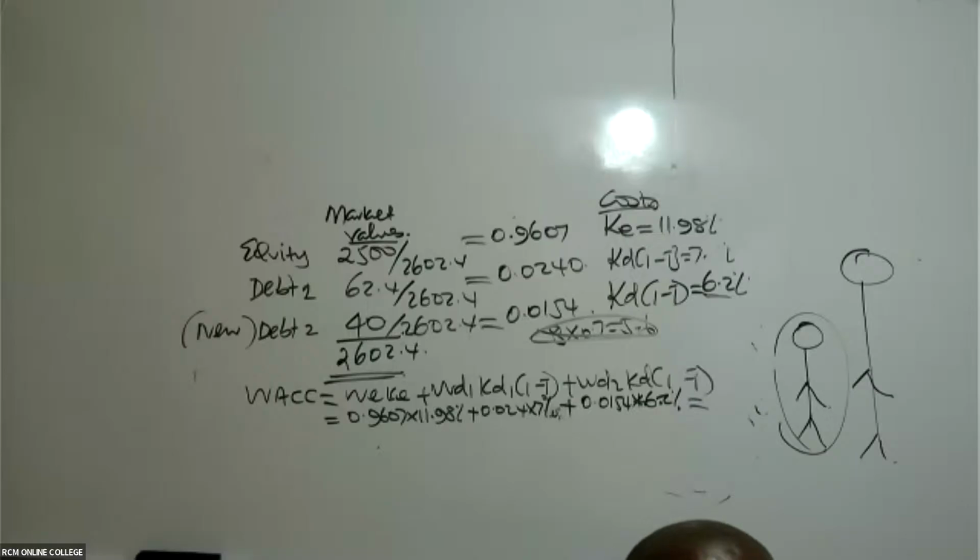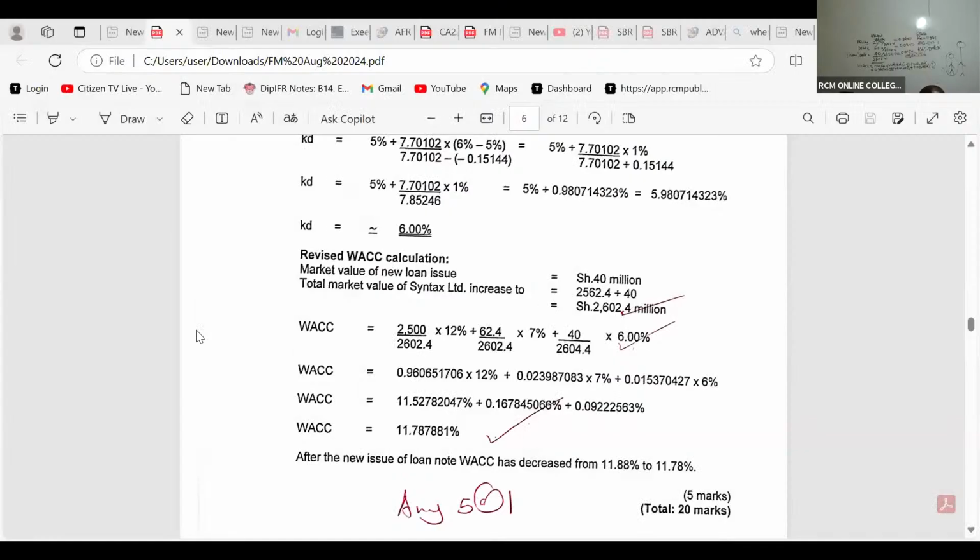So Francis, remember, the 105 is coming in which year? The 10th year, Francis. We're looking at today's market value. Today, we are selling this thing at 100 at par value. So you can see how the answer was done very nicely. With the 2602.4, they're able to get everything. Then they got 11.78, 11.79. It was a very, very interesting question.